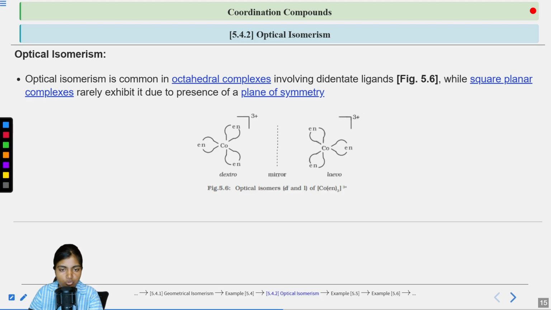Now these are non-superimposable. So basically if you took this dextro image as it is and put it here without flipping or anything, it can't be superimposed. Okay, so that's why they are non-superimposable. And this is dextro and this is laevo. Laevo means it is rotating the plane of polarized light in the left direction, and dextro is rotating the plane of polarized light in the right direction. Okay, so these are the optical isomers, the dextro and laevo forms of the complex cobalt en thrice, whole 3 positive.